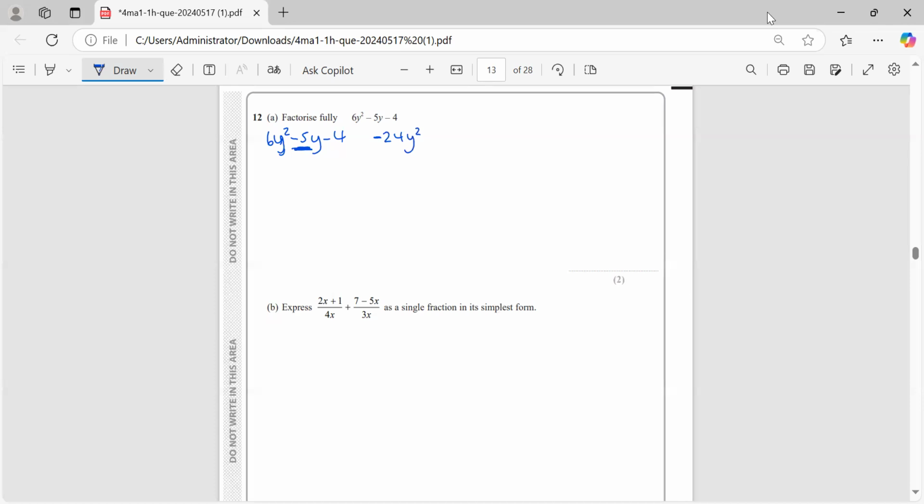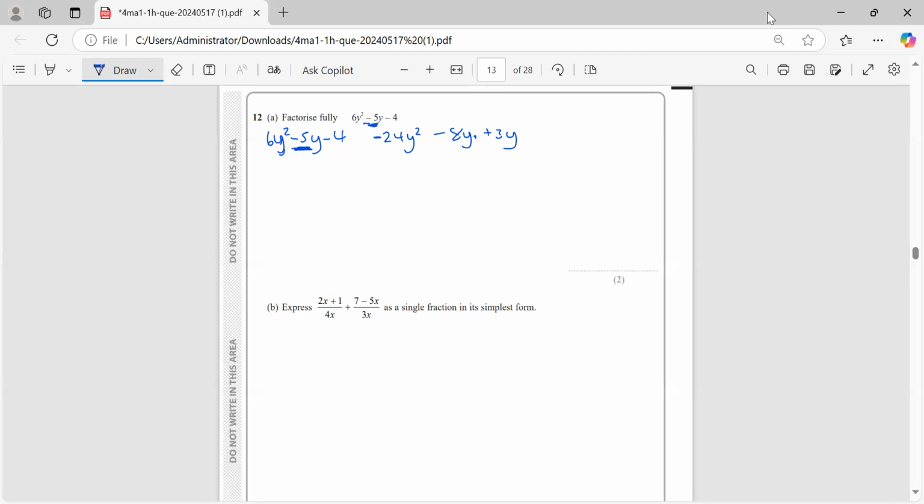So I could think about 8 and 3. If I have minus 8 plus 3, I'll definitely get minus 5. And if I multiply minus 8 times plus 3, I'll also get minus 24. So the two terms that I'm looking for are minus 8y and plus 3y. So minus 8y plus 3y are going to substitute this minus 5y over here.